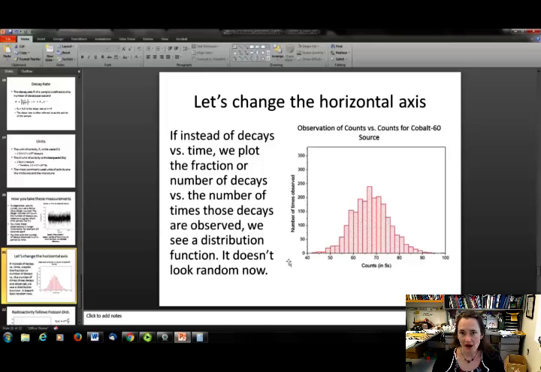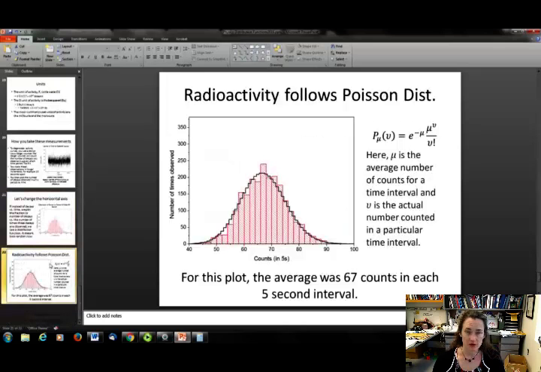Okay, now the data doesn't look so noisy and random. It actually looks like it's obeying a distribution function here. I have a perfectly decent looking histogram. Well, it turns out that radioactivity actually follows the Poisson distribution that we learned about in 2210, okay? So remember, the Poisson distribution is e to the minus mu, mu to the v, over v factorial. And here, mu is the average number of counts for a time interval, and v is the actual number counted in a particular time interval, okay?